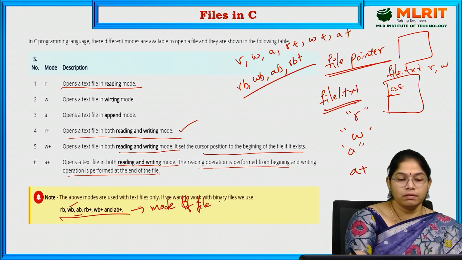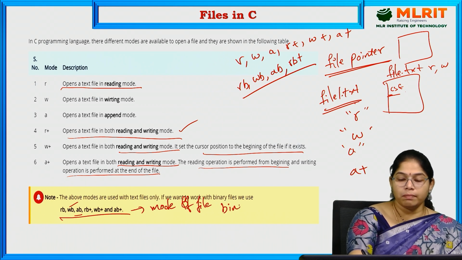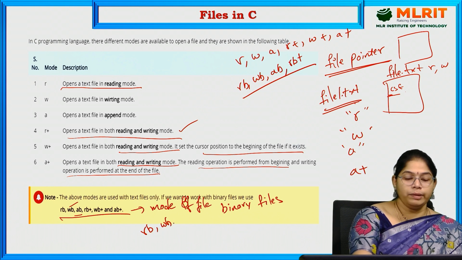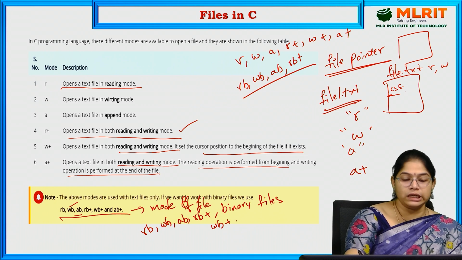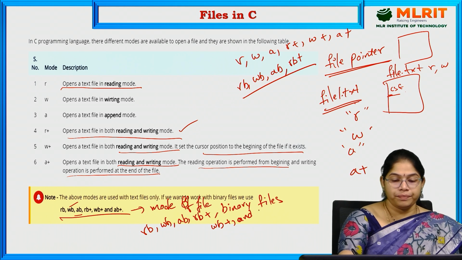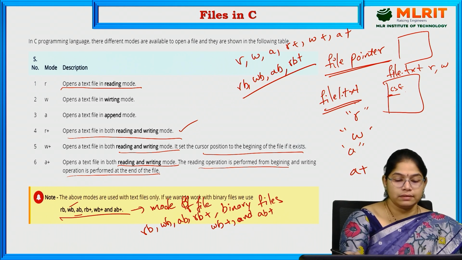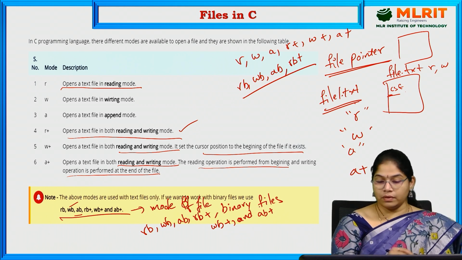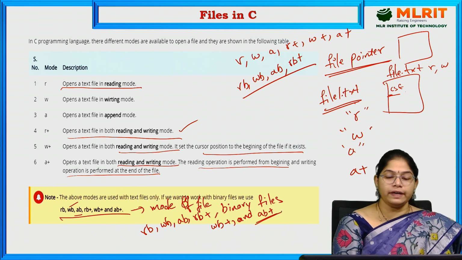These are the modes of files which can work on binary files. That's why it is rb, wb, ab, rb+, wb+. That means it opens in both reading and writing mode, and ab+. So this is also reading and writing mode, which we use when we work on binary files.